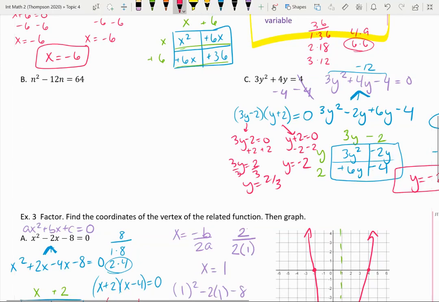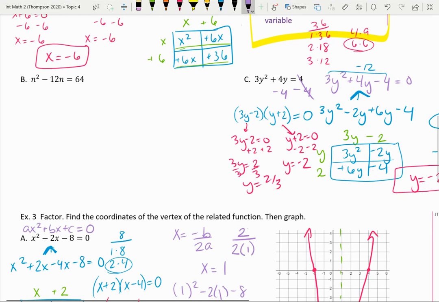All right, so for problem B, I'd like you to go ahead and try to do that one on your own to the best of your ability before we do it together. So pause this, give it a shot, do the best that you can, follow through those steps.